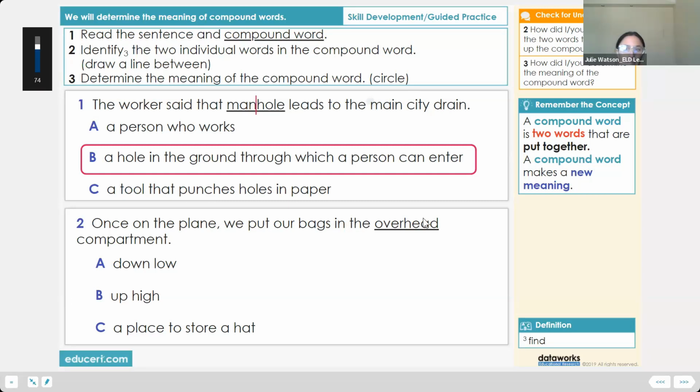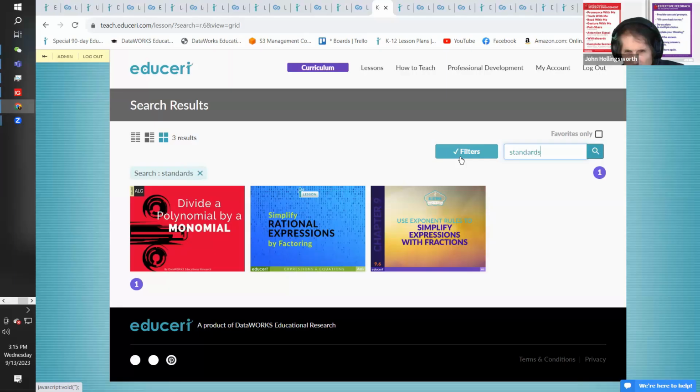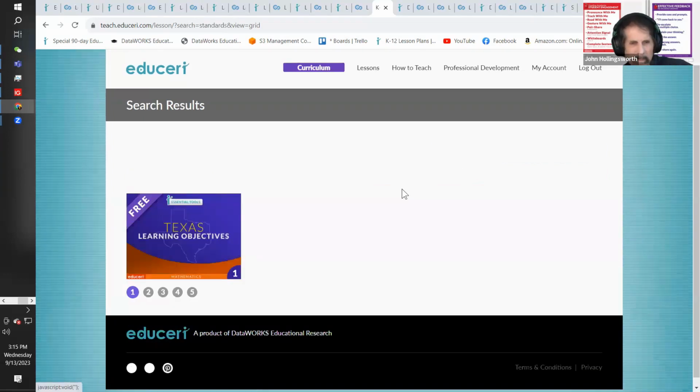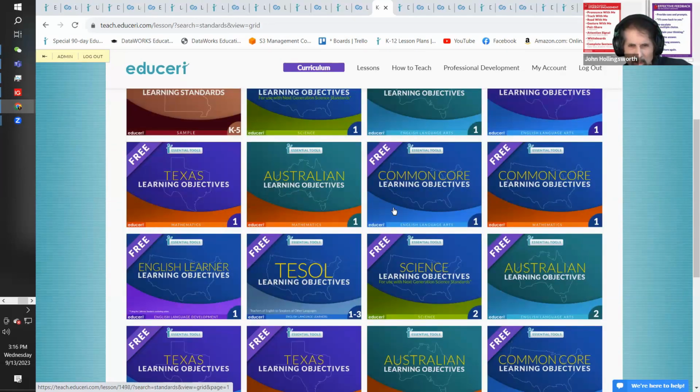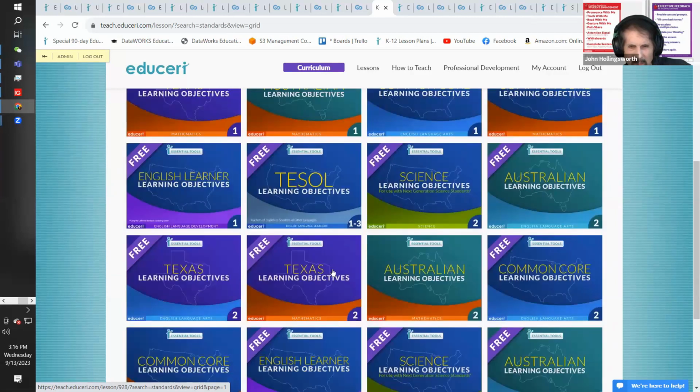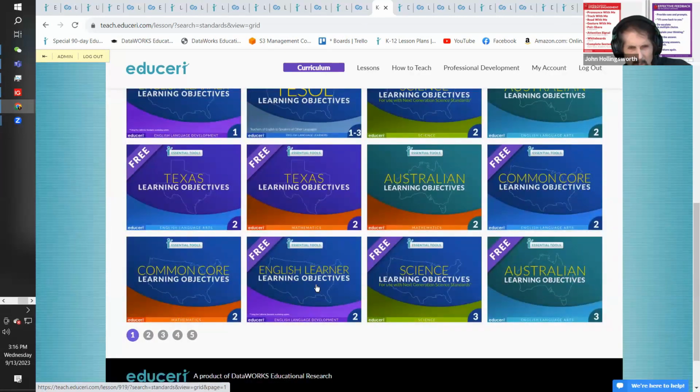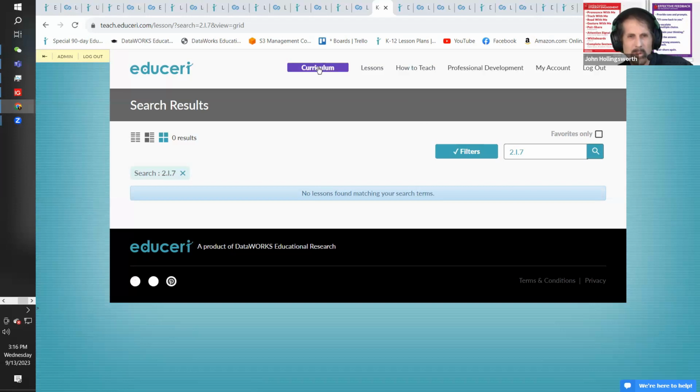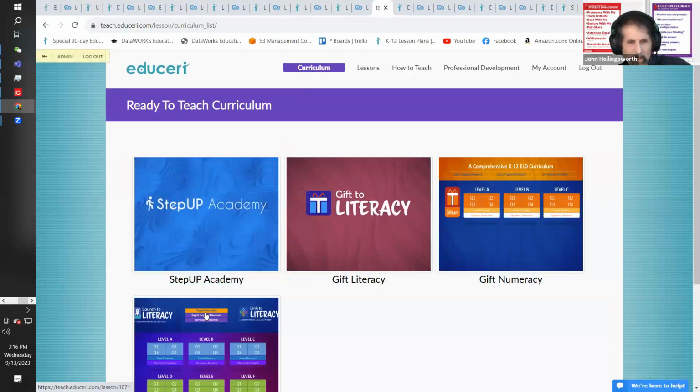Sounds good. I have a question, John. Is there somewhere we can look up the lessons by standards? We do have the standards in here. These are the Common Core Learning Objectives, ELA. TESOL is the generic ELD, English as a second language. Here are the English Learner objectives from California. So you might be able to pull up standards and find specific ones you're looking for. But I think you could start just with a generic one like this.